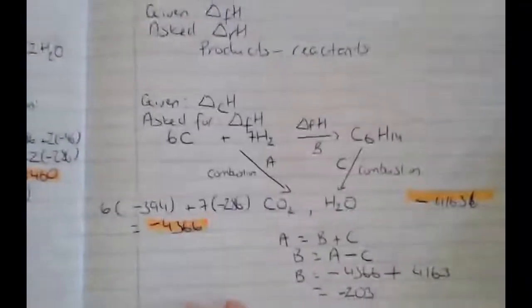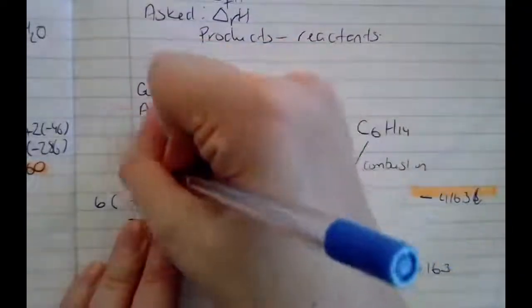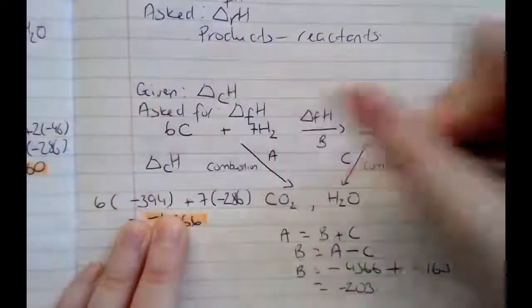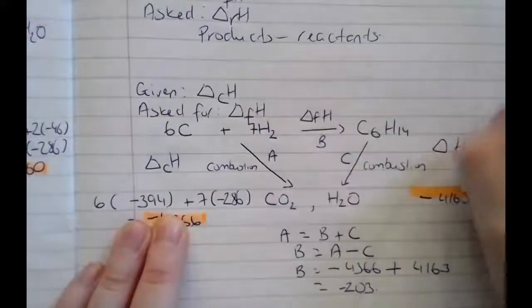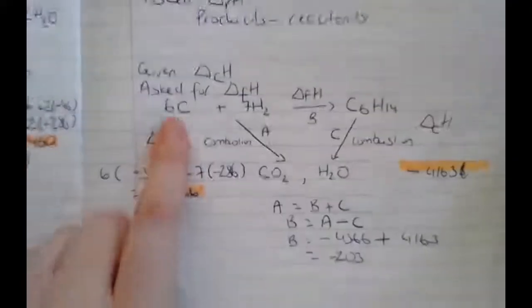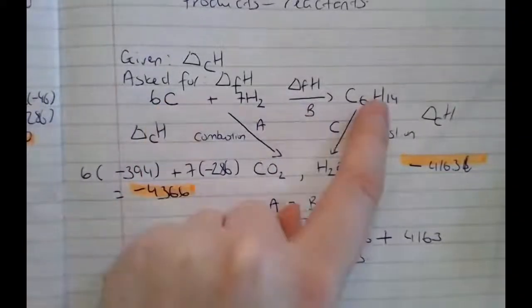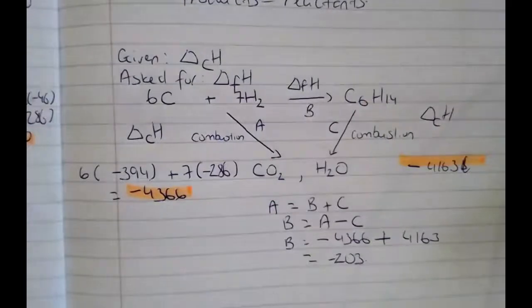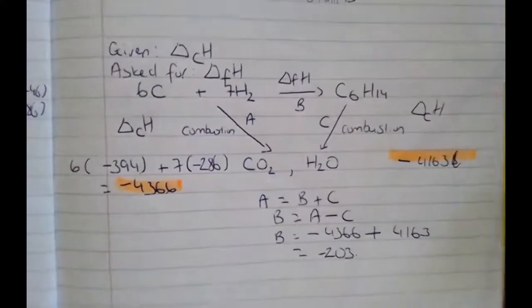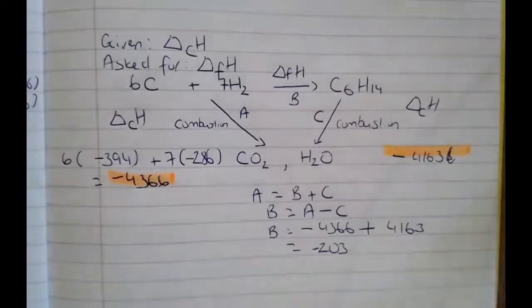But in this cycle, you don't have delta HF, you've got delta HC, the energy released when these things are burned. And you can burn carbon and it will release energy. So it doesn't matter if it's an element or it's a compound, they can be burned, they can release energy. It's only when you're given the formation data that all of the elements are going to equal 0.